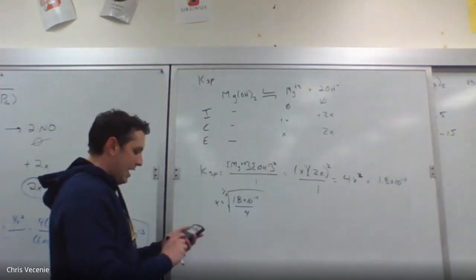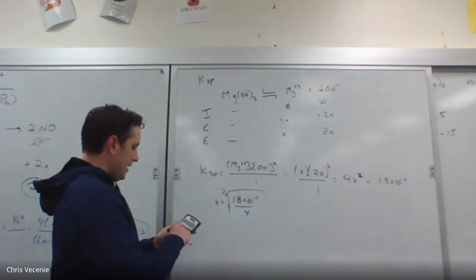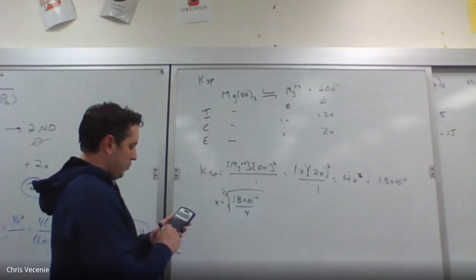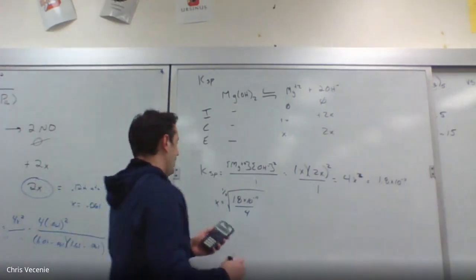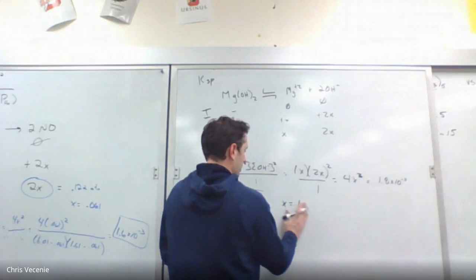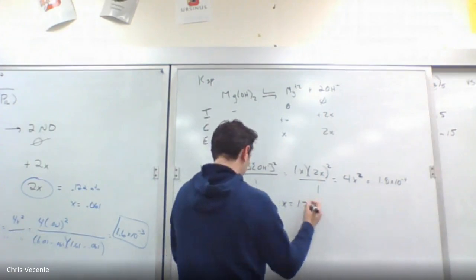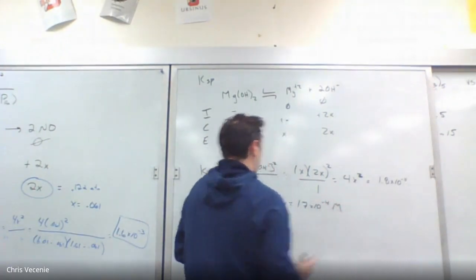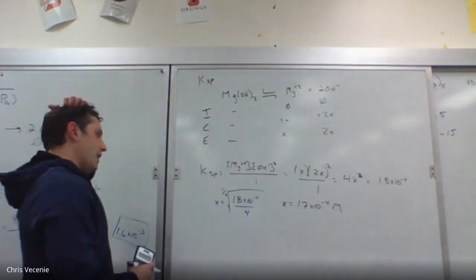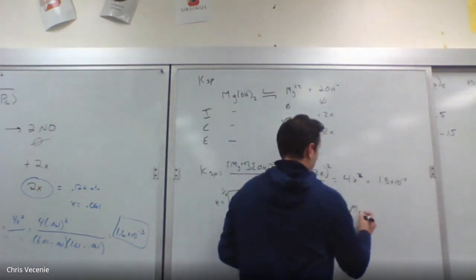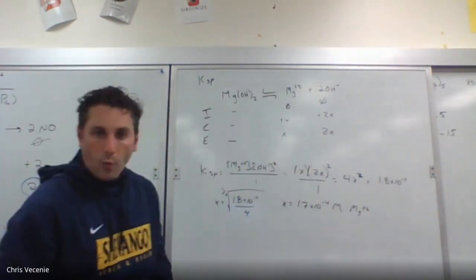When I put this in my calculator, I hit 1.8 E negative 11, and then I divide that by 4. Then I hit caret, parentheses, 1 divided by 3, enter, and I get an X value of 1.7 times 10 to the negative 4. Now, you have to understand who that is. X represents the Mg2+. And that's fine. We just need to know who we're working with.